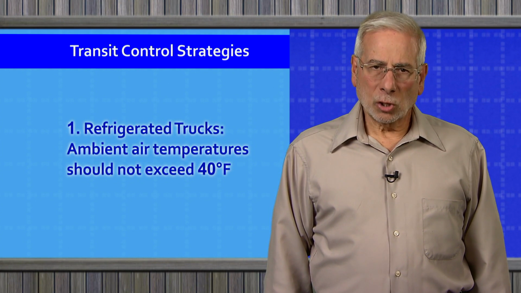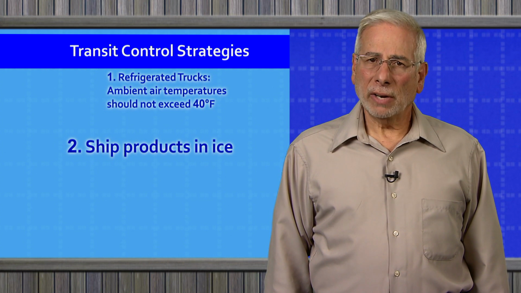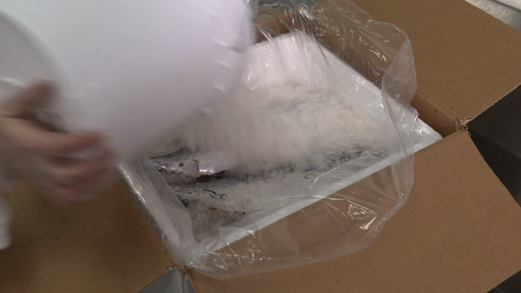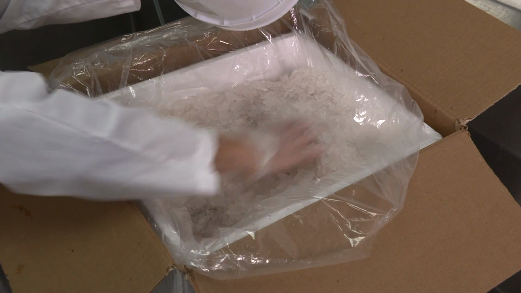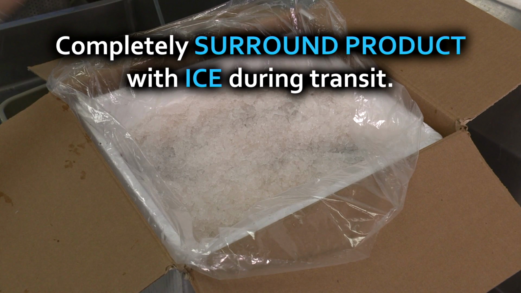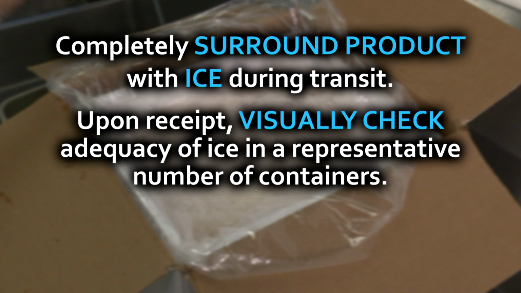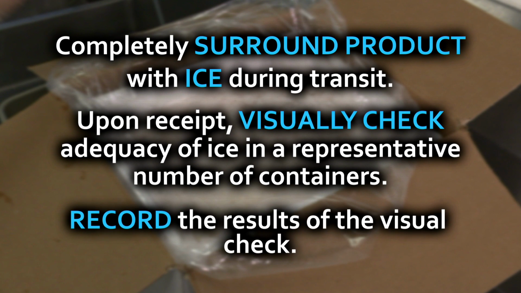Another way to keep products cold during transit is to ship them in ice. If products are in ice, then you know they are kept at 40 degrees or below. For this to work, the product must be completely surrounded by ice during transit, and upon receipt, a visual check of the adequacy of the ice surrounding the product can be made on a representative number of containers in the shipment. The results of the ice check need to be recorded on a receiving record.